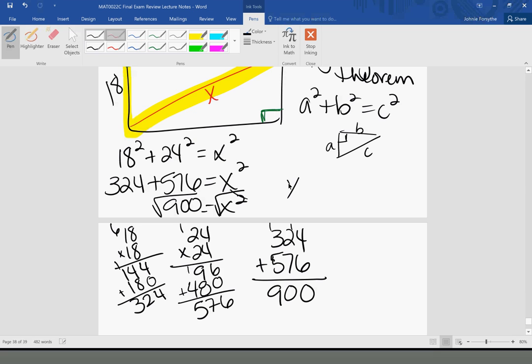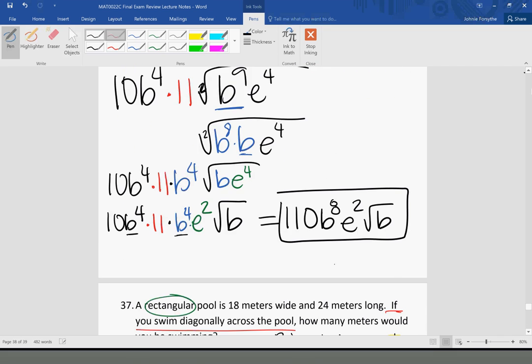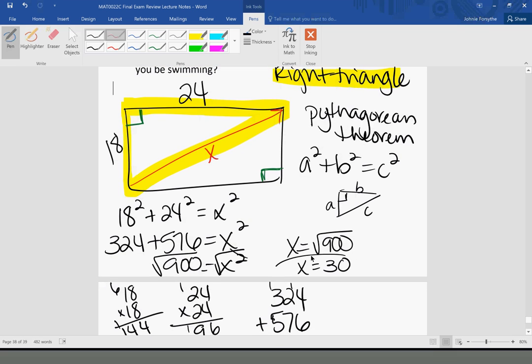All right, so now x equals the square root of 900. The square root of 9 is 3, so the square root of 900 is going to be 30. Okay. All right, so the answer is 30, what was it? Feet? Meters? Meters, yeah, 30 meters.